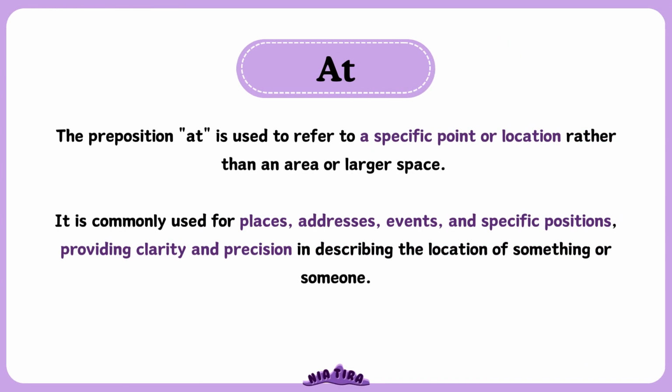The preposition at is used to refer to a specific point or location rather than an area or larger space. It is commonly used for places, addresses, events, and specific positions, providing clarity and precision in describing the location of something or someone.